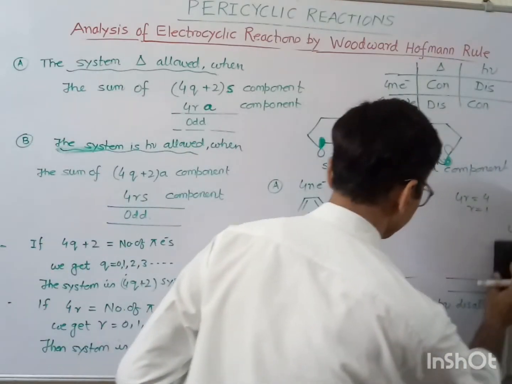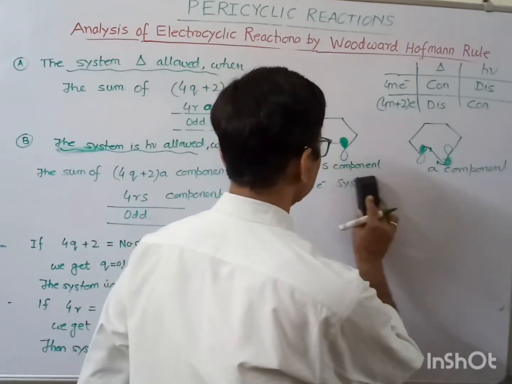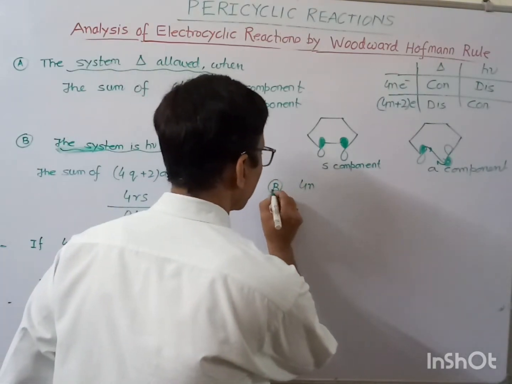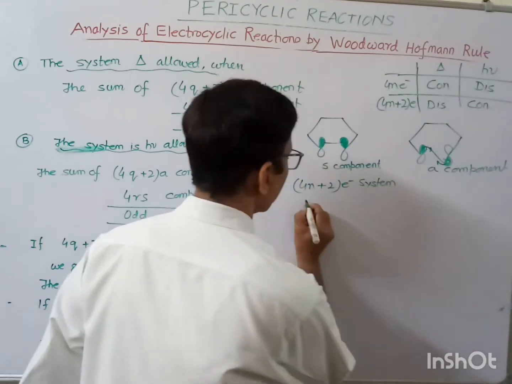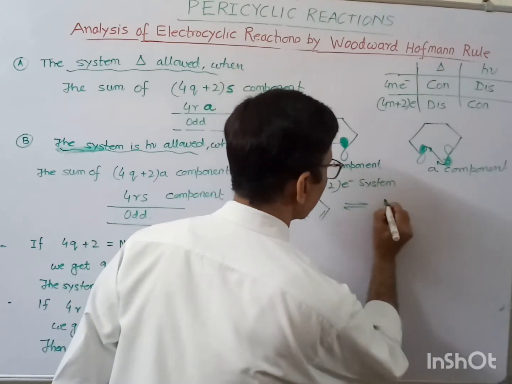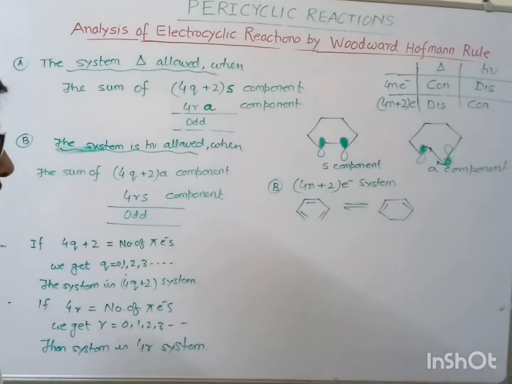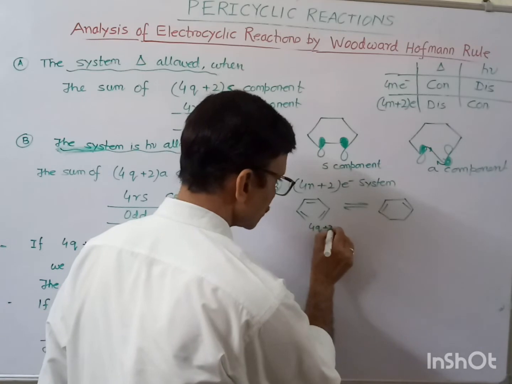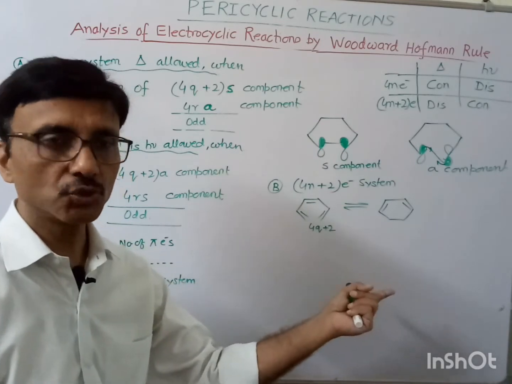Okay, so this is for the 4n electron system. We may take the 4n plus 2 electron system also. For example, when hexatriene converts into cyclohexadiene. Clear? So what kind of system is this? This is our 4q plus 2 system. Now we may take two cases, either 4q plus 2s or 4q plus 2a.